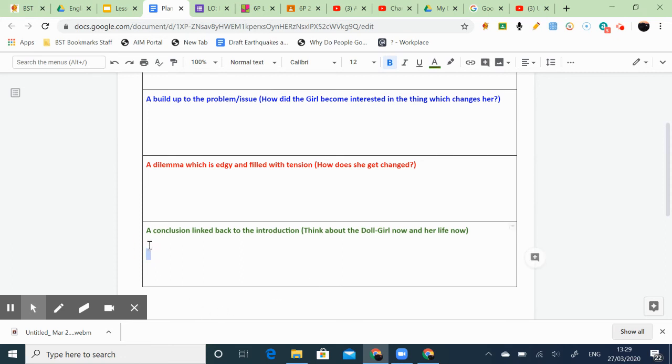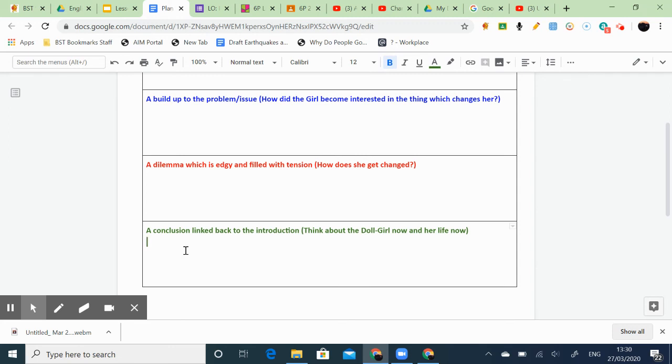And finally, a conclusion linked back to the introduction. So think about the doll girl now and her life now. You would then refocus back on the doll as she's first transformed, or as she's talking about maybe, or you're describing how her feelings are about being changed, things she misses in her life, that sort of thing, as she reminisces, almost like a flashback. The story is almost like a flashback in the way that it's done. So you need to complete that.